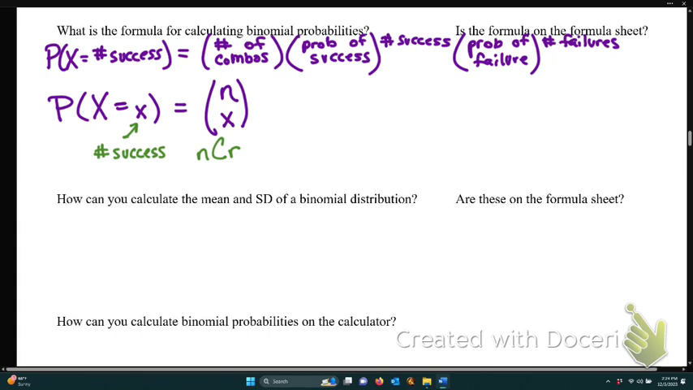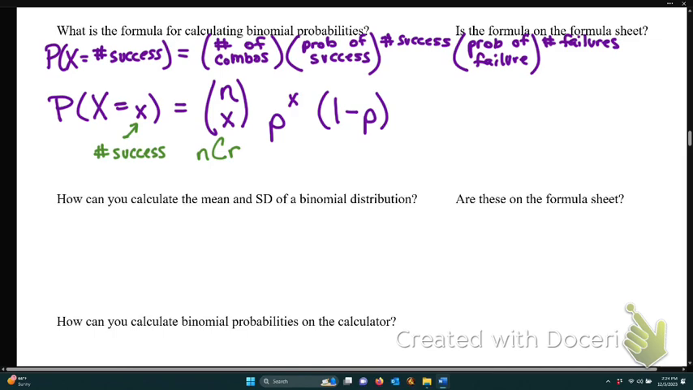Probability of success. We use a lowercase p for that notation. The number of successes we've already defined is x, so it's p to the x power. Now, probability of failure. If the probability of success is p, how can I write the probability of failure in notation form? It is the complement, so 1 minus p. Because if the probability of success is 0.25, the probability of failure is 1 minus 0.25.